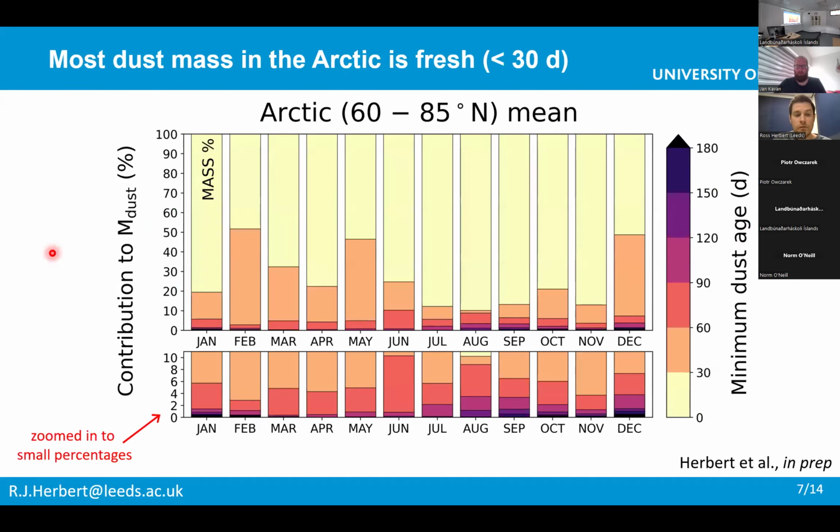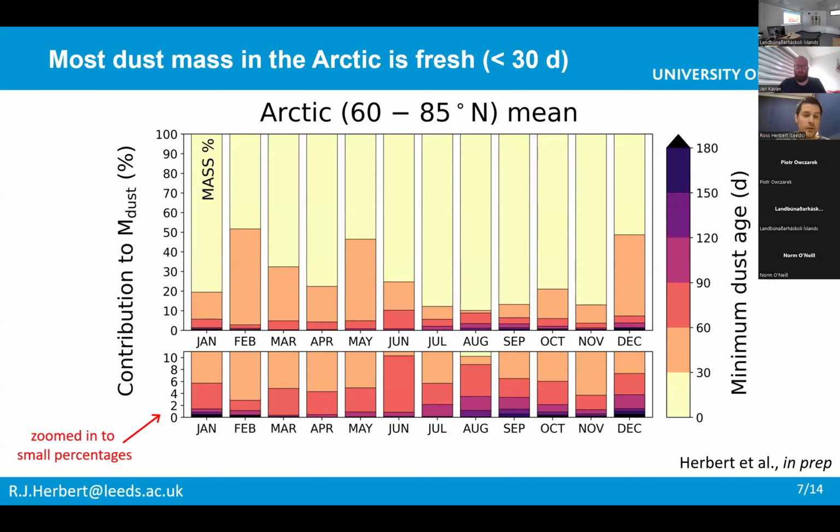So onto the results. I'm just starting, so this is the Arctic as a mean from 60 to 85 north. It's the month of the year here. And then the y-axis is the contribution to the total dust mass concentration at the model surface, with the different colors showing the different ages. This pale color here is quite fresh dust that's only really been around for 30 days. And then as we go darker and darker, it's later and later, and we're going up to 180 days.